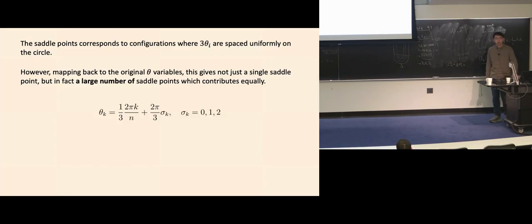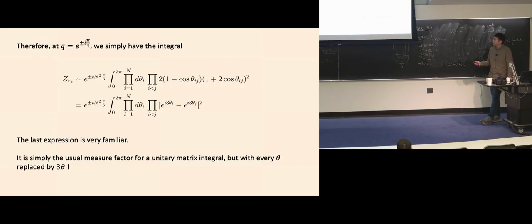Yes? I thought that when we think of saddle points of these matrix integrals, we shouldn't think of the thetas at specific locations, but in terms of the density of thetas. Right. Here, in terms of the individual theta integrals, it's a saddle point of this integral. But indeed, I agree that in the large n limit, one would like to also think in terms of this density variable rho of theta.